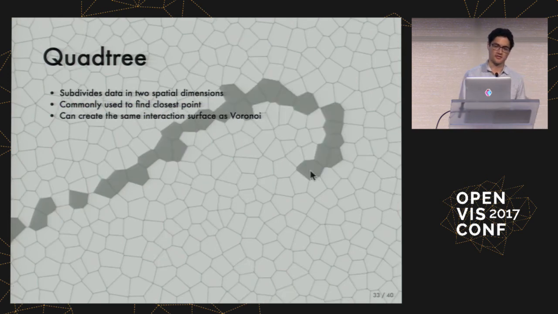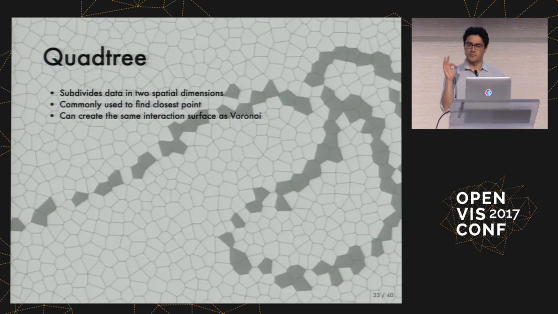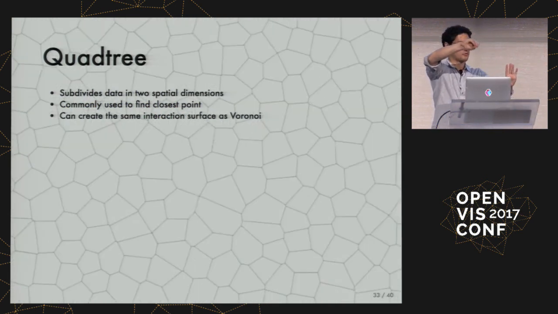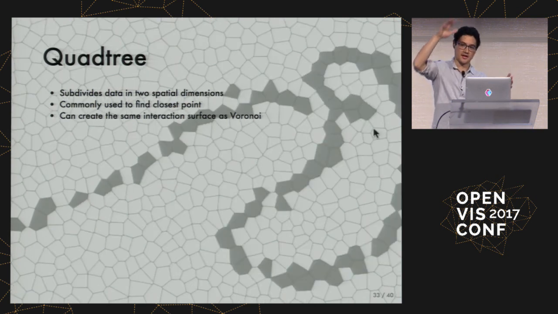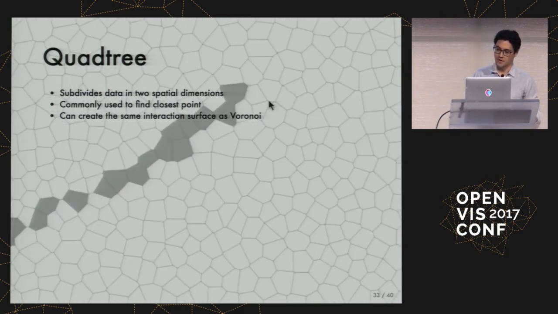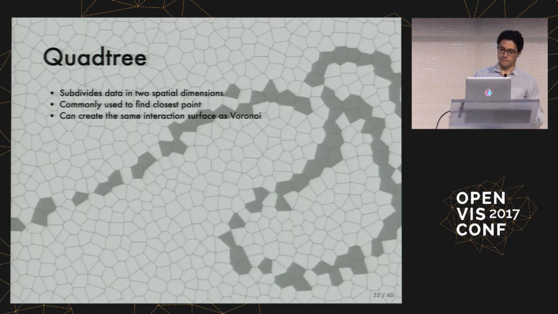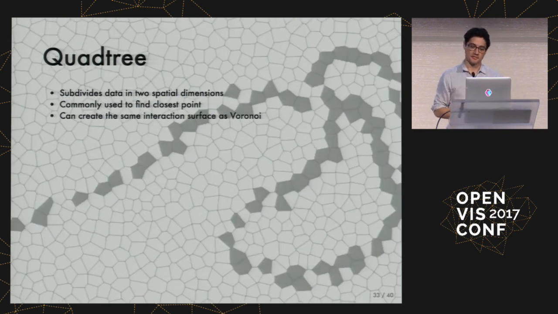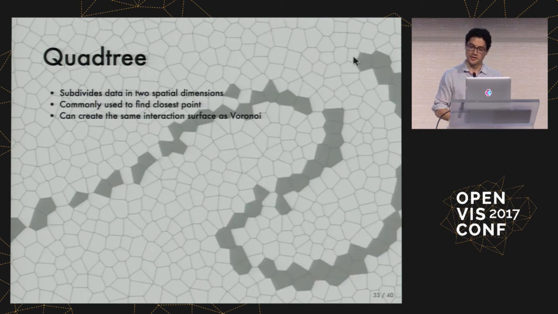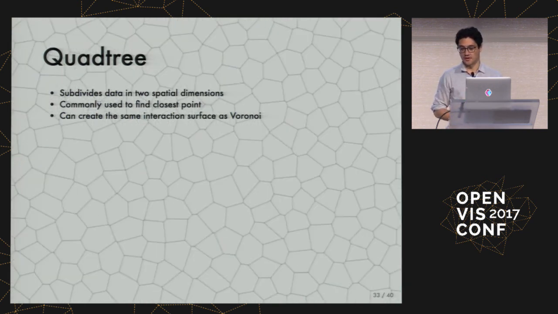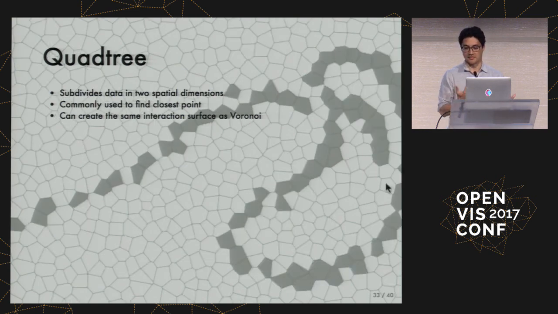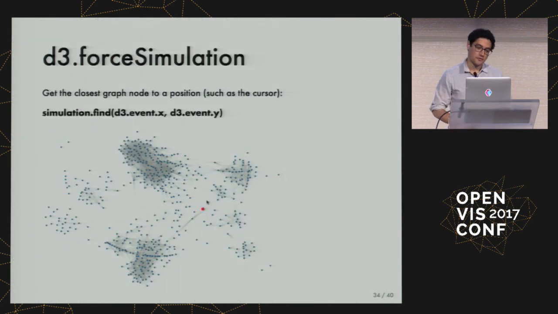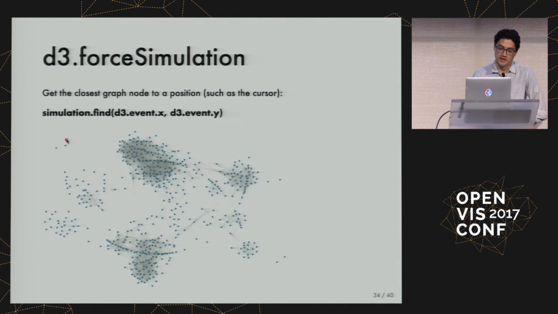A couple other ways to do interactions: you could use D3 Quadtree. A lot of people use Voronoi diagrams. They'll add a Voronoi layer of SVG, which maximizes the area that you can interact with a point on a visualization. If you use a quadtree and just search for the nearest point, you get the exact same interaction surface. In this example running in the background, it's actually a bunch of Voronois being drawn on a canvas, and I use a quadtree to figure out which Voronoi is being hovered and highlight it. As you can see, they are the same. Force simulation has a new method in version 4 called simulation.find.